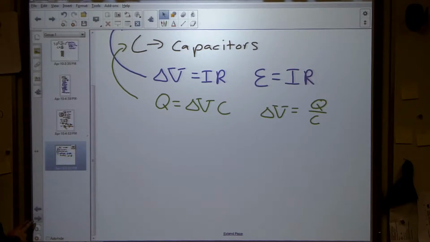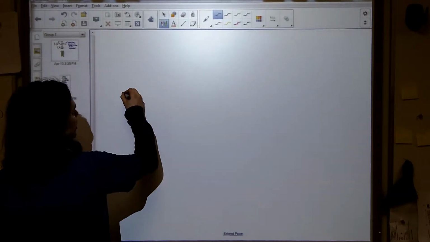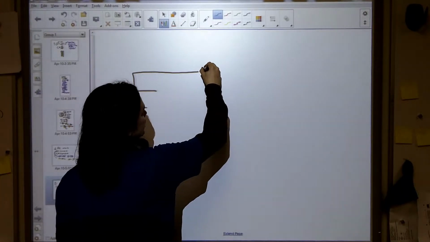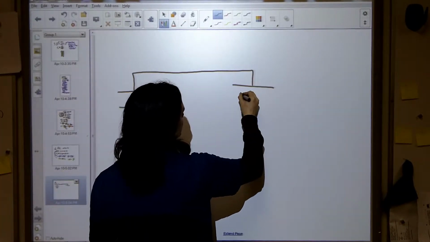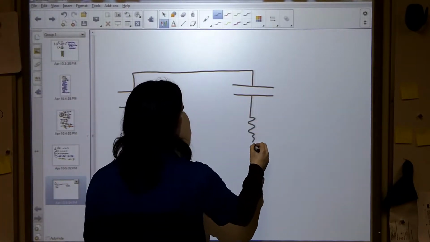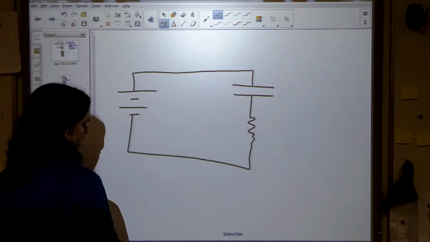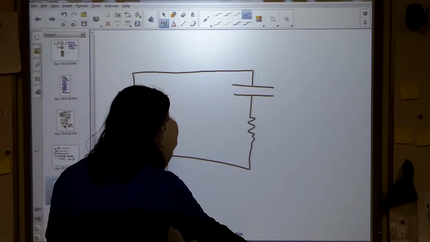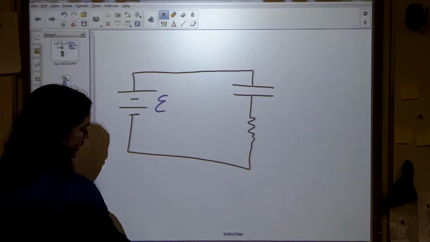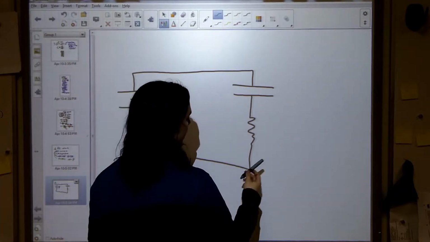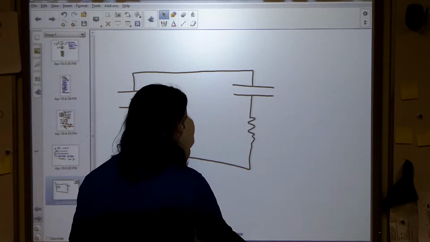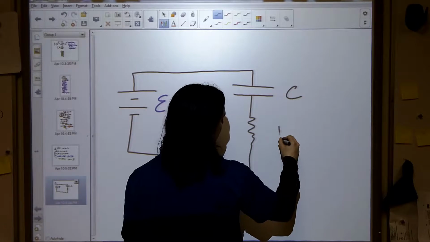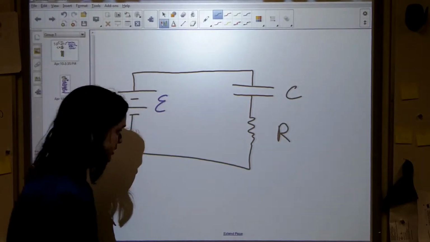What I'd really like is the following. Let's look at a circuit like this. We've got a capacitor here, a resistor here, and a battery over here. We're going to have a battery with a potential difference across it of squiggly E. We've got a capacitor that has a capacitance of C and a resistor that has a resistance of R.